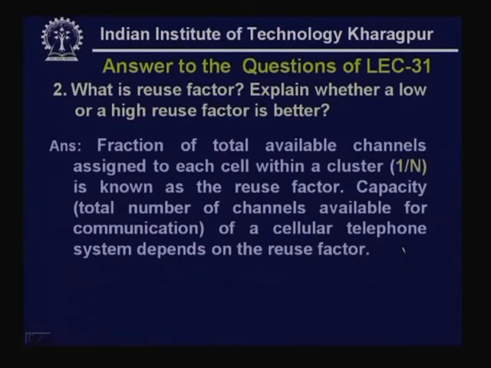Second question was, what is reuse factor? Explain whether a low or high reuse factor is better. Actually, the fraction of total available channels assigned to each cell within a cluster is known as the reuse factor. So, if you have got n cells in a cluster, then the reuse factor is 1 by n. Capacity of a cellular telephone system depends on this reuse factor. So, as n increases, you have got a larger number of cells, so the covered area in each cell decreases. On the other hand, if n is small, then the area is larger.